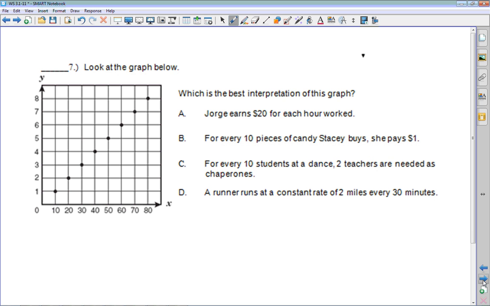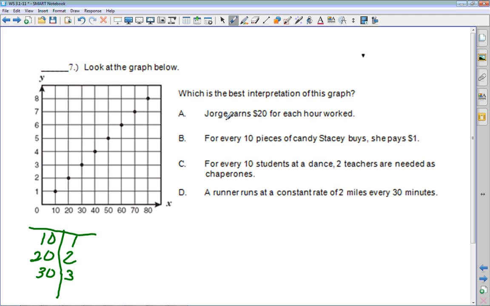Which is the best interpretation of this graph? If you have not done it, pause the video. If you have, then keep it playing. But if not, pause it and then see if you can figure it out. Well, first off, one of my first points here is my x number is 10, my y number is 1. The next one, 20 and 2. Then 30 and 3. Okay, I'm just kind of looking at some data. It seems like my x numbers are going up by 10, and my y numbers are going up by 1.